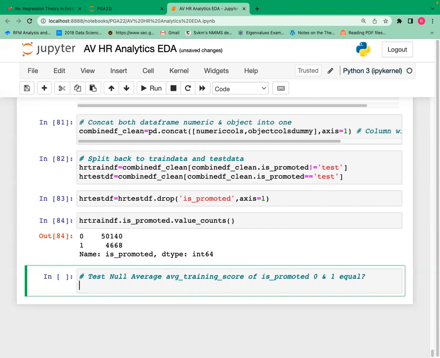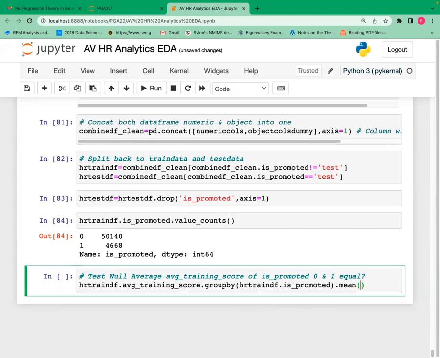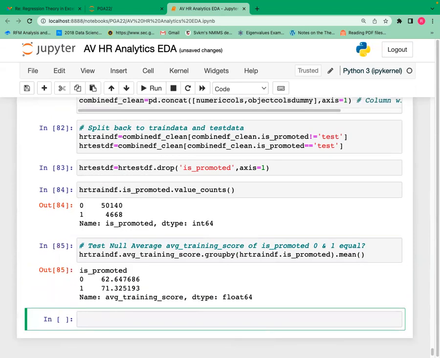So let us first find out the means: HR_train.df.groupby is_promoted, average_training_score mean. The means are different. Employees who are not promoted have an average training score of 62.64. Employees who are promoted have an average training score of 71.32.